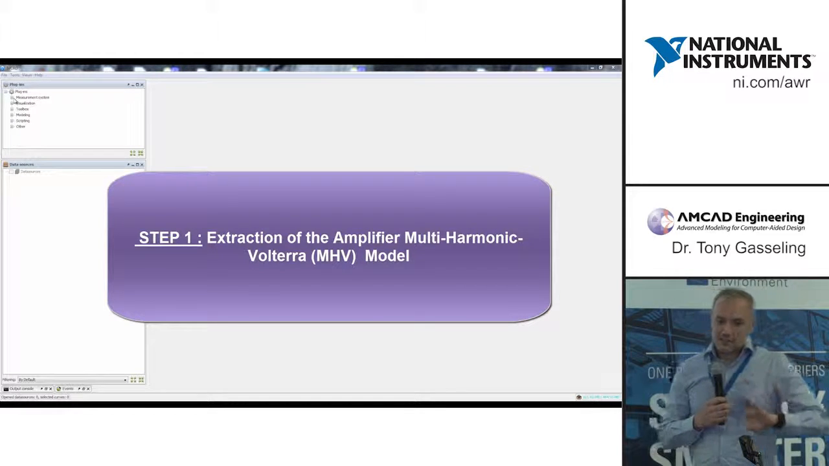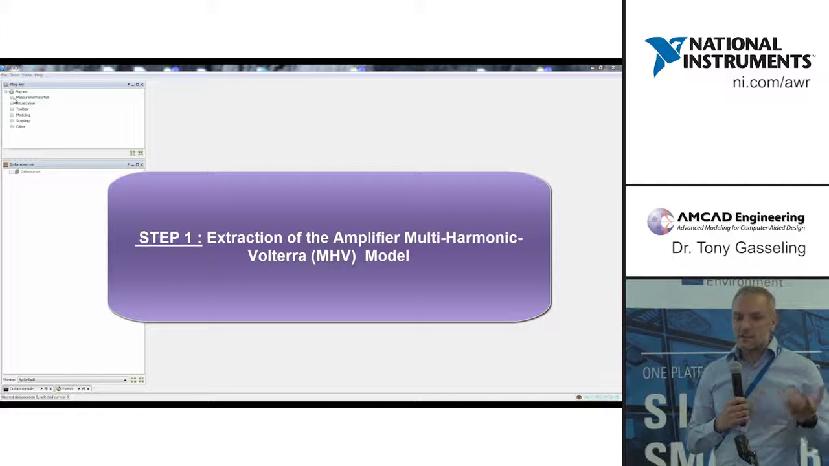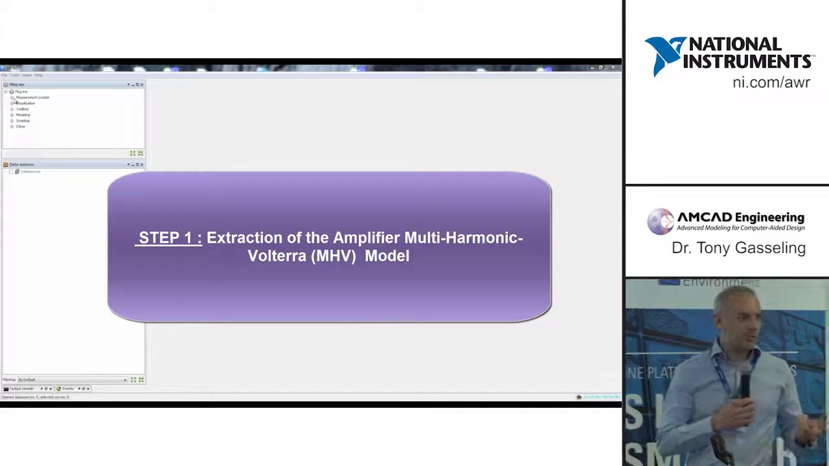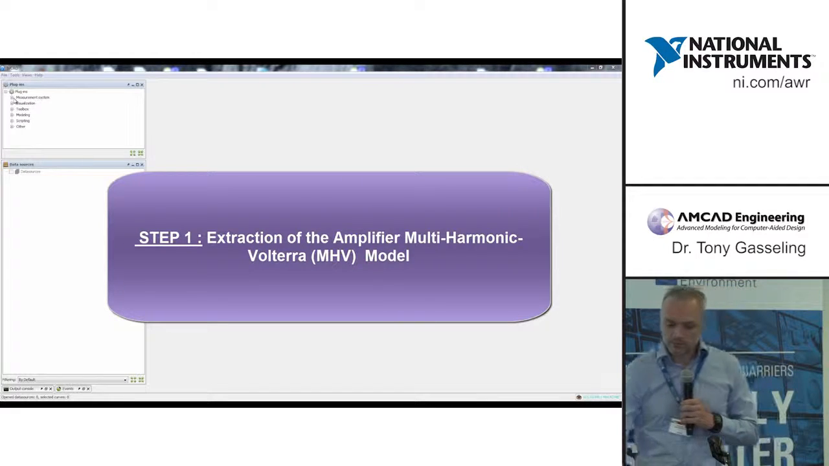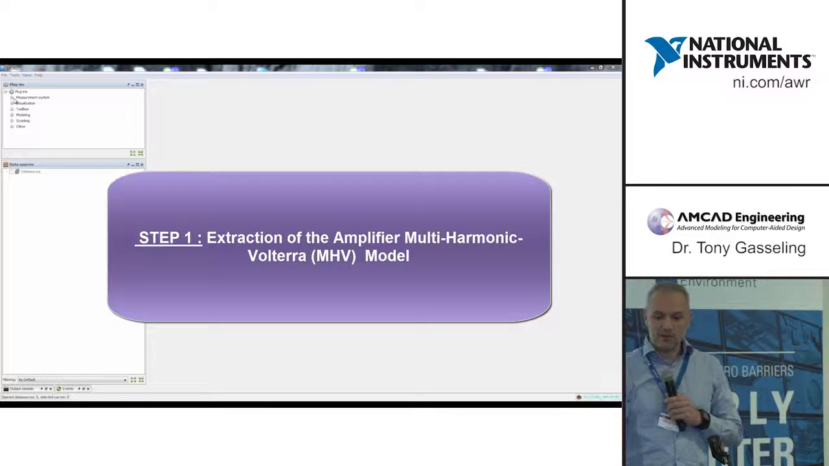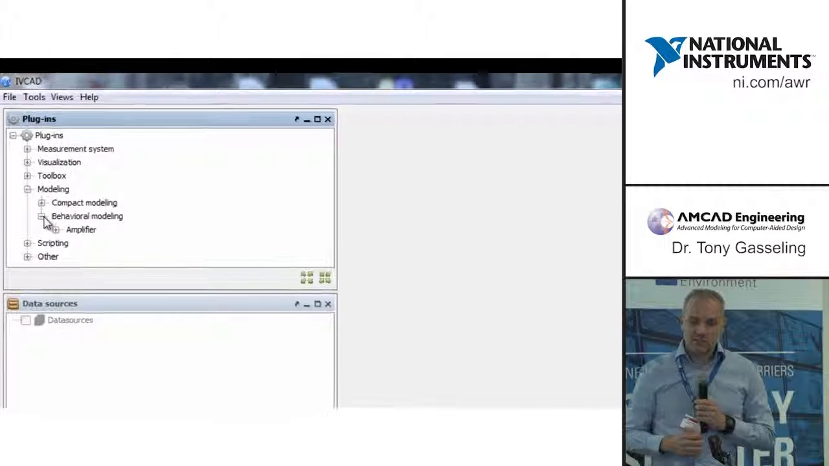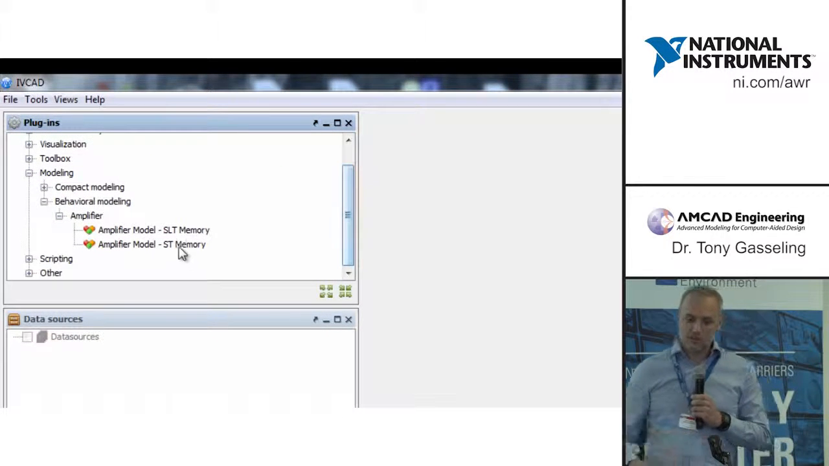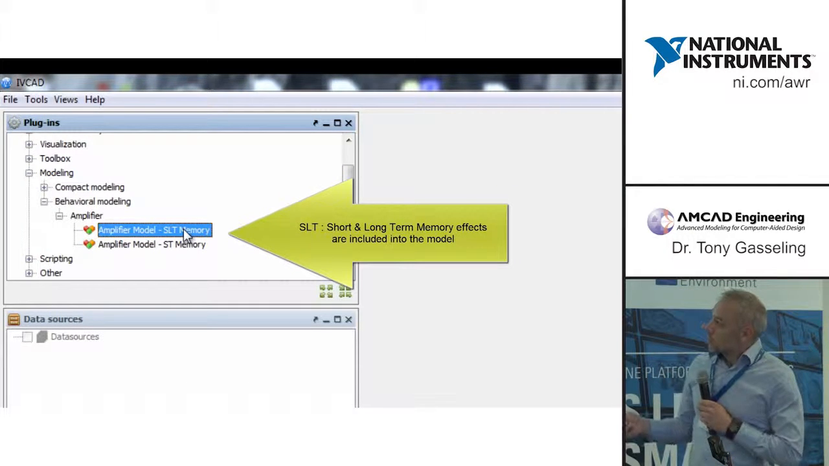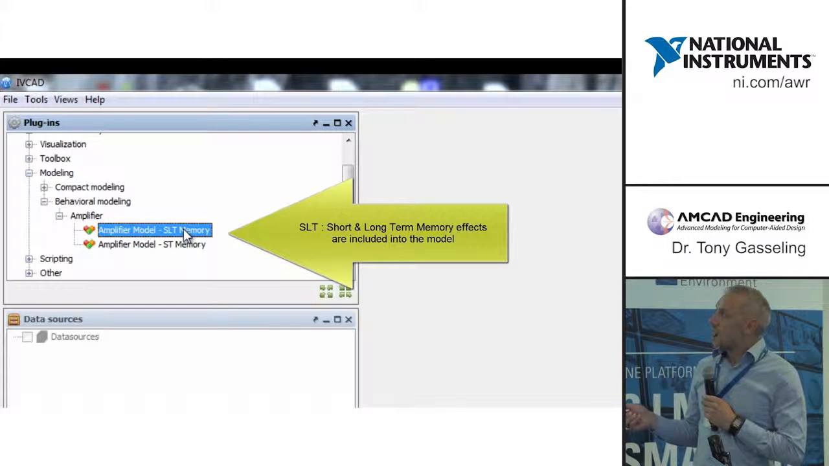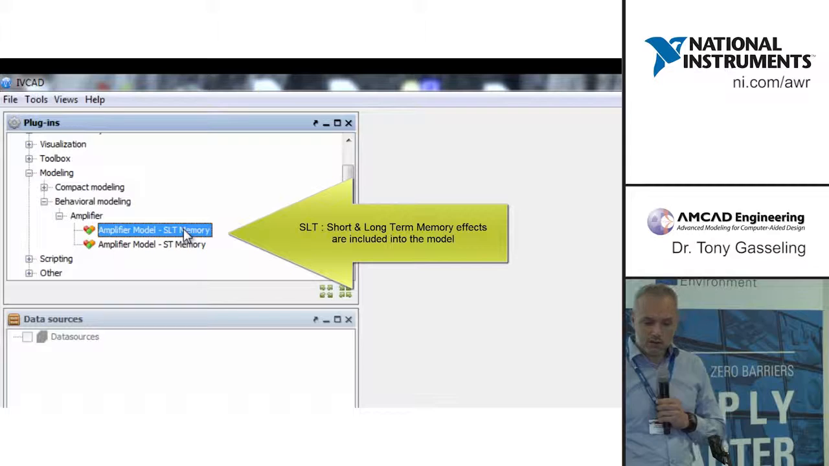So I will try to manage this dynamically. This presentation is split in two different parts. The first step is the model extraction, how we use the measurement data or the simulation data to extract the model, and then how we can use this model in a simulator. So let's start with the extraction of the amplifier MHV model. We have an interface dedicated to this model. We can extract a model only for short-term, high-frequency memory effects, or we can extract a model that takes into account both low-frequency and high-frequency memory effects. Here it's the latter case.